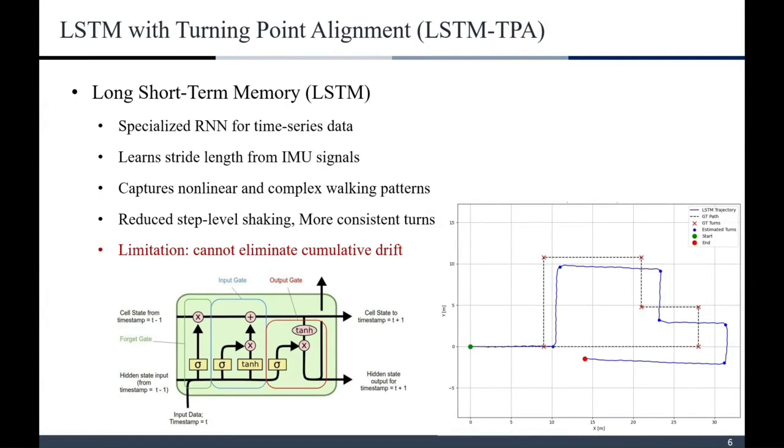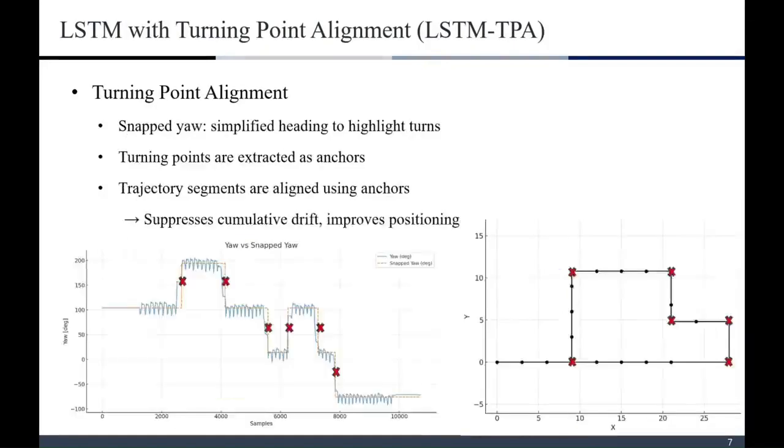On the right, you can see the trajectory estimated by LSTM compared with the ground truth. Compared to PDR, the irregular shaking at each step is greatly reduced, and the turns are represented more consistently. Still, cumulative drift remains, so we apply an additional correction method called turning point alignment, or TPA.